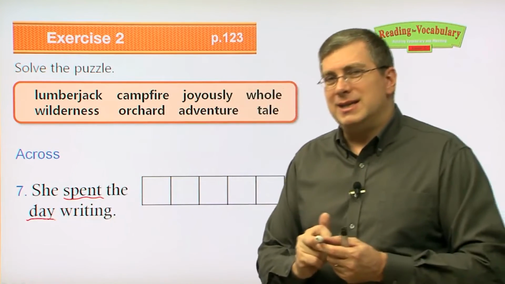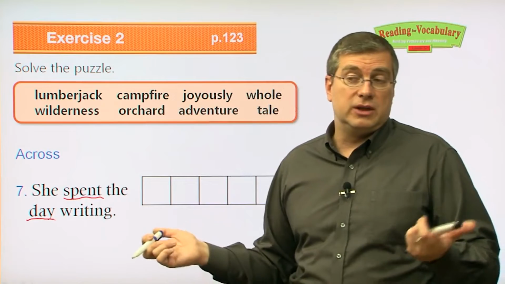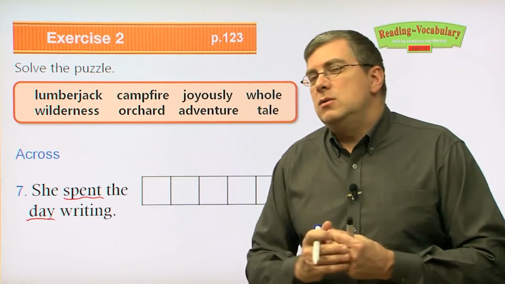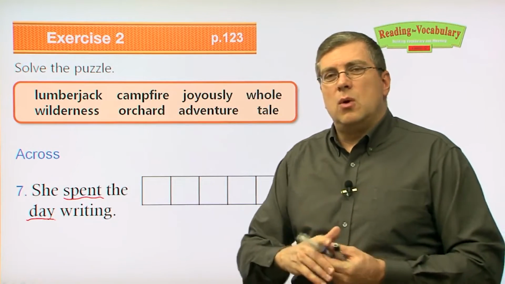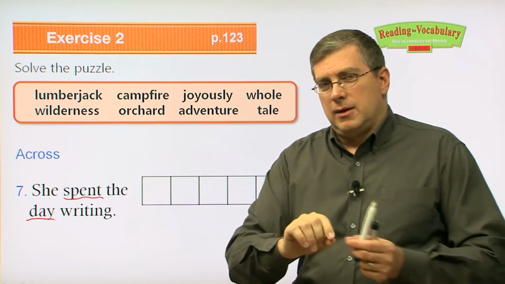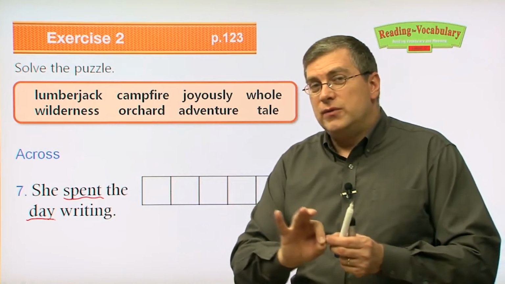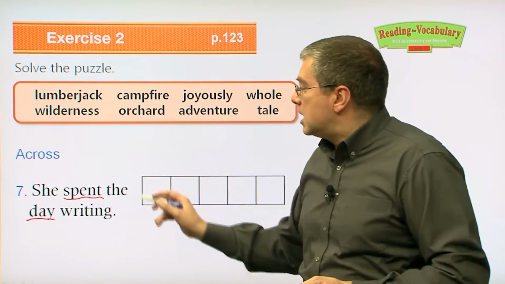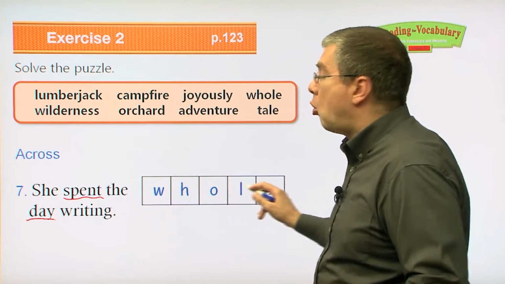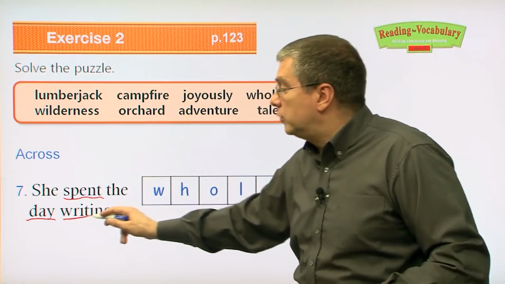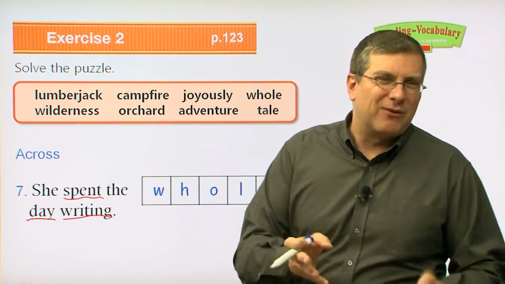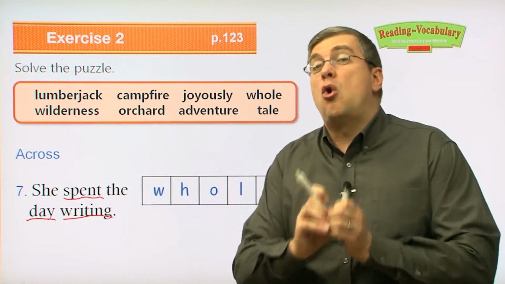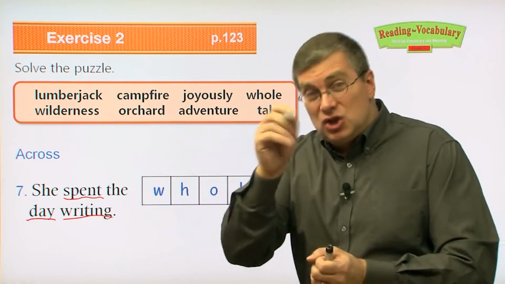Now, if you think about a day is a long time, right? Usually it's about 12 hours when you get up and when you go to sleep. What do you do during the day? If you do only one thing for that day, you've done it the entire day. What's another word for entire? You've done it for the whole day. She spent the whole day writing. Of course, she had breakfast, she had lunch, she had dinner, right? But most of the day, the whole day, almost all day, she just wrote.